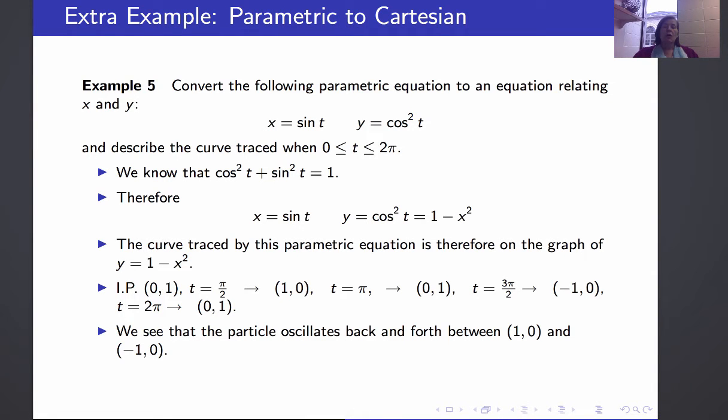So if we add some more points or join the dots here, we see that the particle oscillates back and forth between (1, 0) and (-1, 0) along the graph of this curve y equals 1 minus x squared. And of course the full graph of the curve y equals 1 minus x squared is an upside down parabola which goes all the way to minus infinity. So certainly the graph of the parametric equation doesn't coincide with all of this curve.